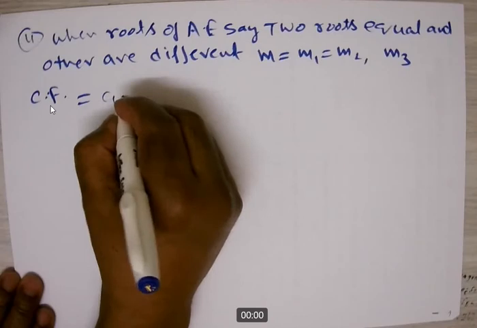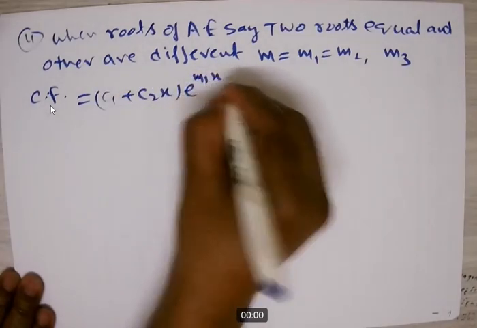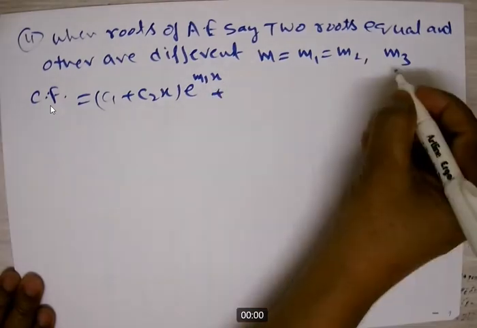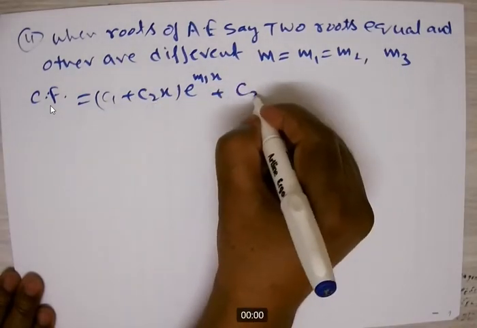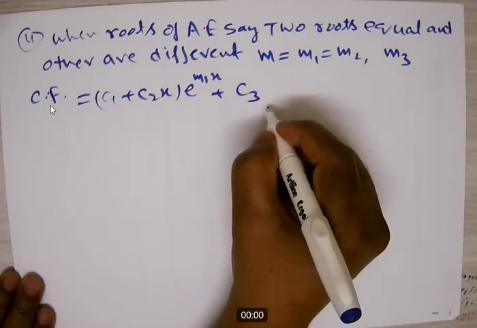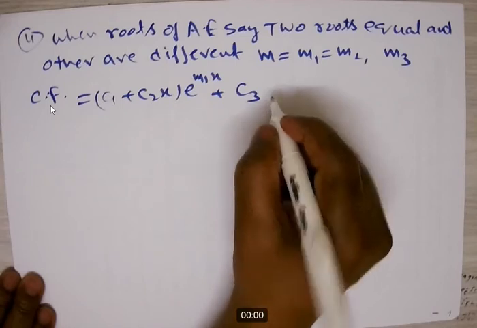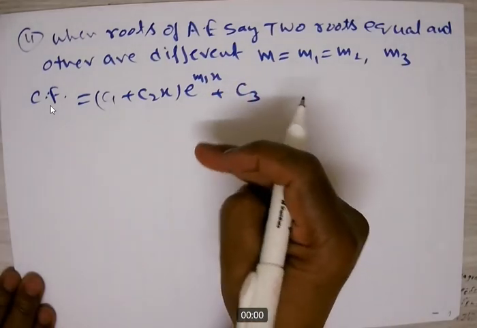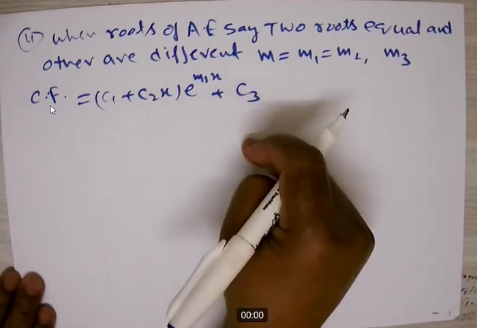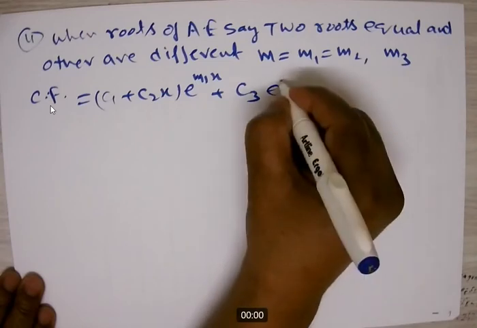So write it the same: c1 plus c2x e power m1x or m2x, plus the third root is different, c3 e power m3x. The constants c1, c2, c3 will be written according to the order of the differential equation given. If first order is given, you write one constant. If second order is given, you write two constants. If third order is given, you write three constants.